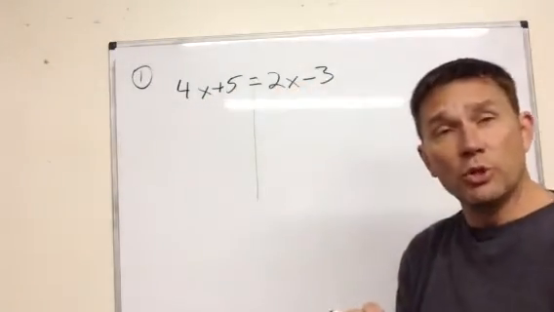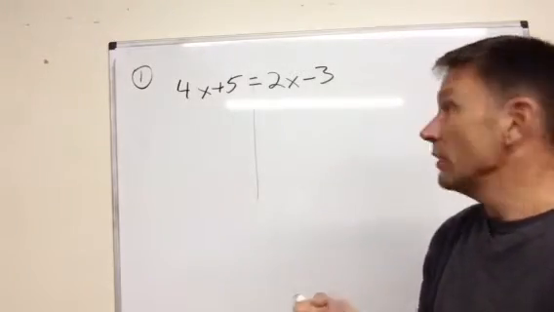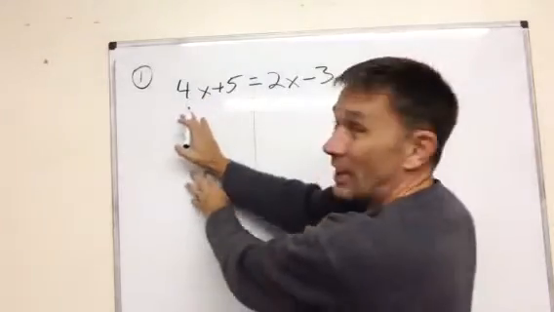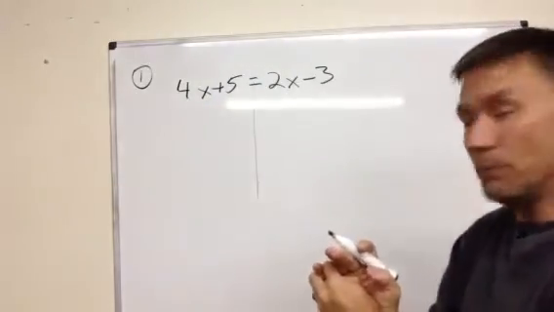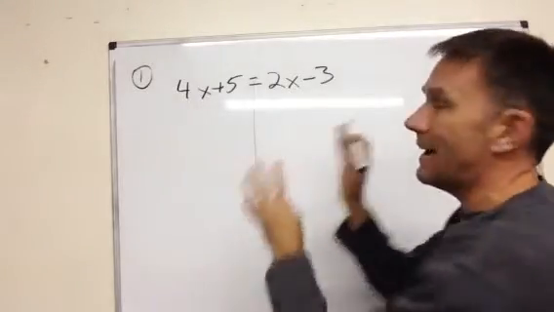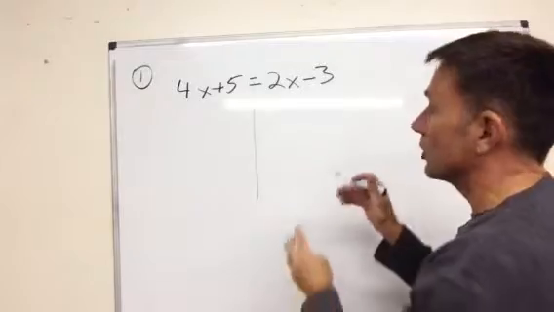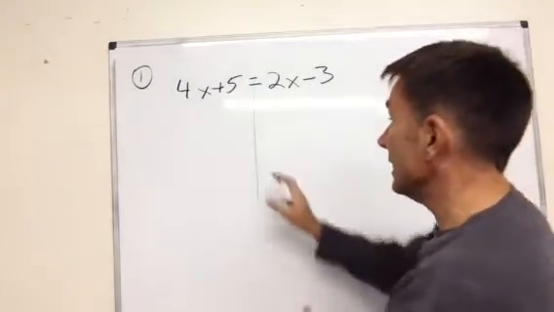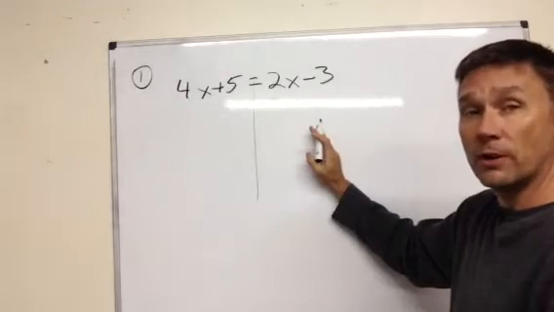Do we have any distribution? No. No parentheses. Do we have any like terms on the same side that we can just combine? Remember, we just added them up or subtracted them. No. But we do have things on opposite sides. Once we get to this point, we need to collect all of our x's either on the left or on the right, whichever you prefer.